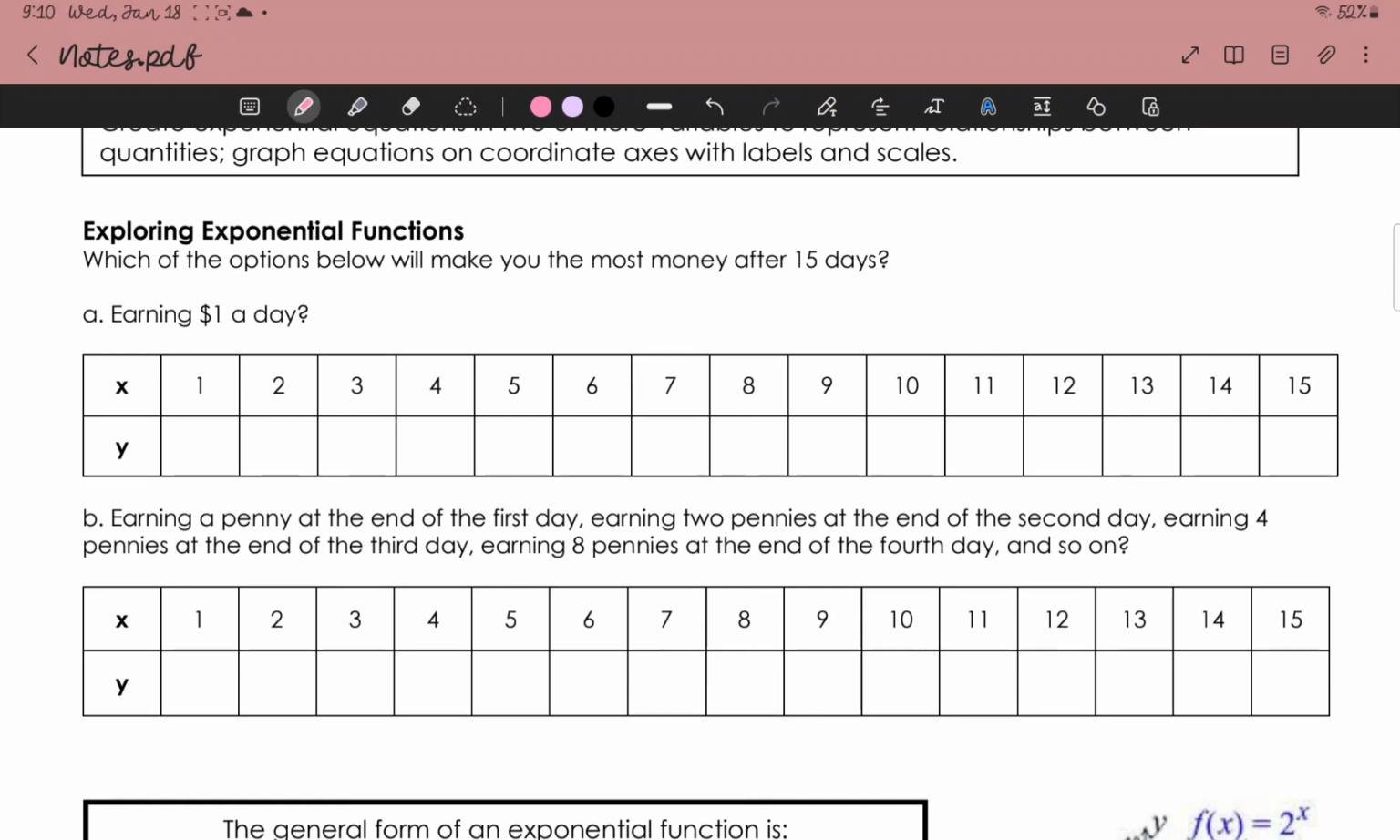It asks you the question, which of the options below will make you the most money after 15 days? Do you think earning $1 a day will make you the most money, or earning a penny at the end of one day? So a penny would be this one, where I'd have a penny for this one, 2 for this one, 4 for the third day, 8 for the fourth day, and so on and so forth. And of course the above would have just been $1, and then 2, and then 3, and then 4.